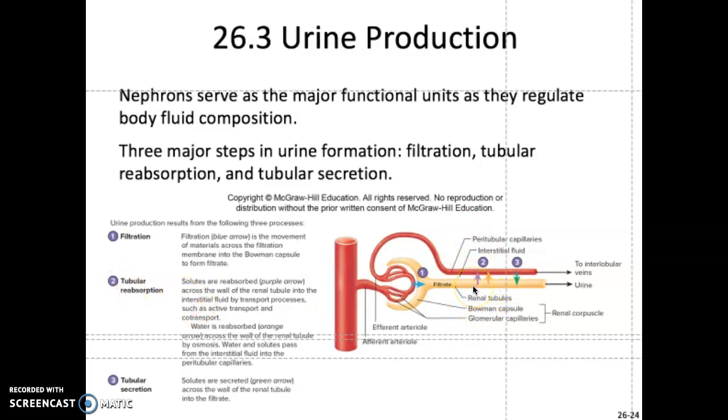Most of it is going to be in the proximal convoluted tubule, and maybe it's going to be 65% of it. And it's going to be through osmosis for the water. And we have some elements. They're going to be reabsorbed passively by facilitated diffusion, and some other by symport or active transport.